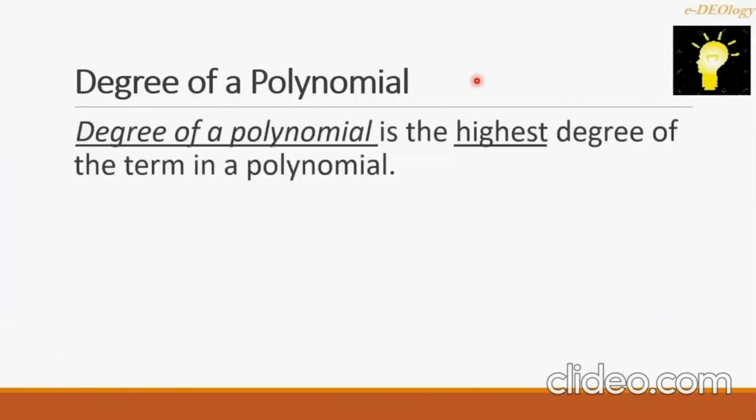Let's go now to the degree of a polynomial. As defined, degree of a polynomial is the highest degree of the term in a polynomial. Let's have one example, 3w squared plus 5w minus 1. Let us identify the degree of each term.